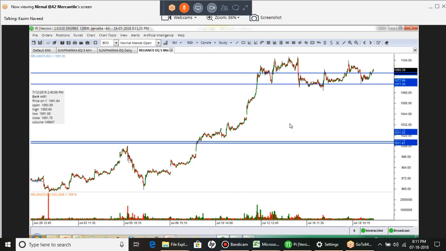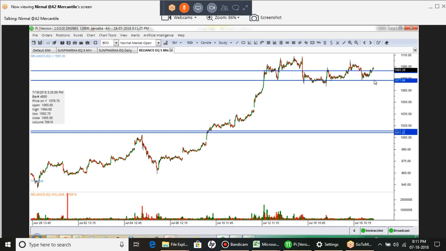Yes. What's going on with Reliance? Closed above, it is bullish, right, sir? Okay. Uday, Reliance is which sector?